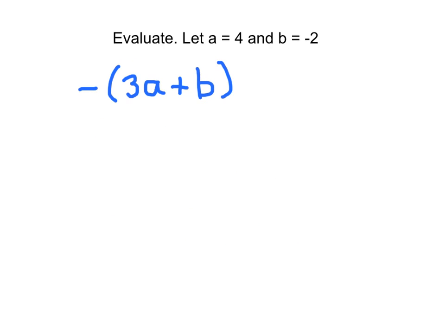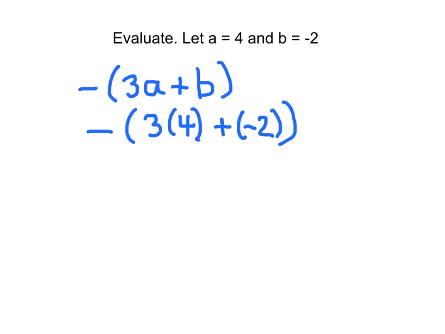Okay, let's try another one. Pause your video, evaluate the expression, restart to check your answer. Welcome back from pausing the video. Let's substitute 4 in place of A and -2 in place of B. Inside the parenthesis, we have 3 times 4, which is 12, and then we're adding -2. So 12 plus -2, I subtract them, keep the sign of the bigger number, so that would be 10.